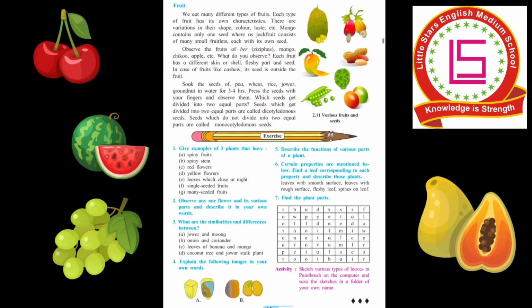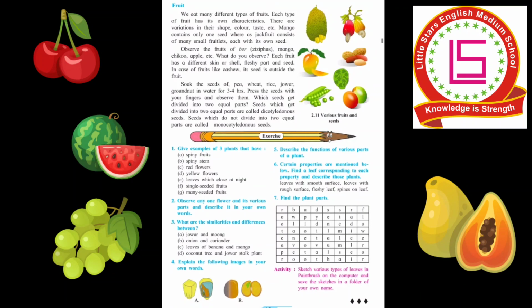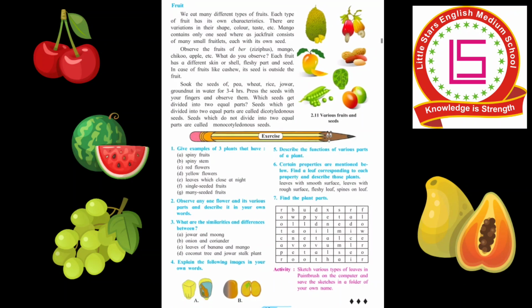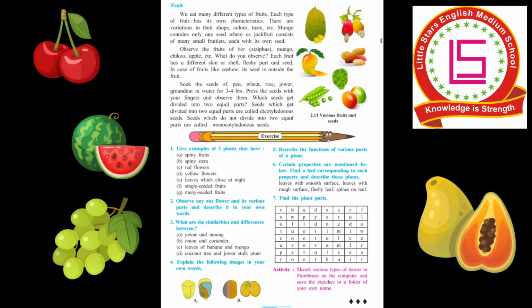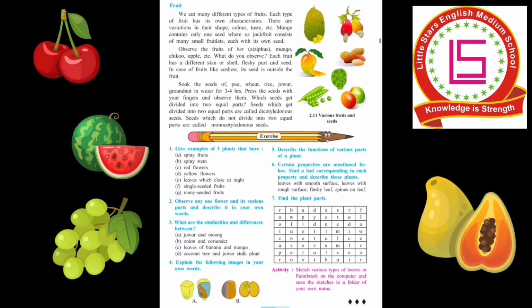See what has been told here, that whenever you soak pea, wheat, rice, jowar or groundnut in water for 3 to 4 hours, and after soaking them, when you take them out and press them, if the seed is divided in two equal parts, then it is called a dicotyledon seed, and when it is not divided in two equal parts, then it is called a monocotyledon seed.